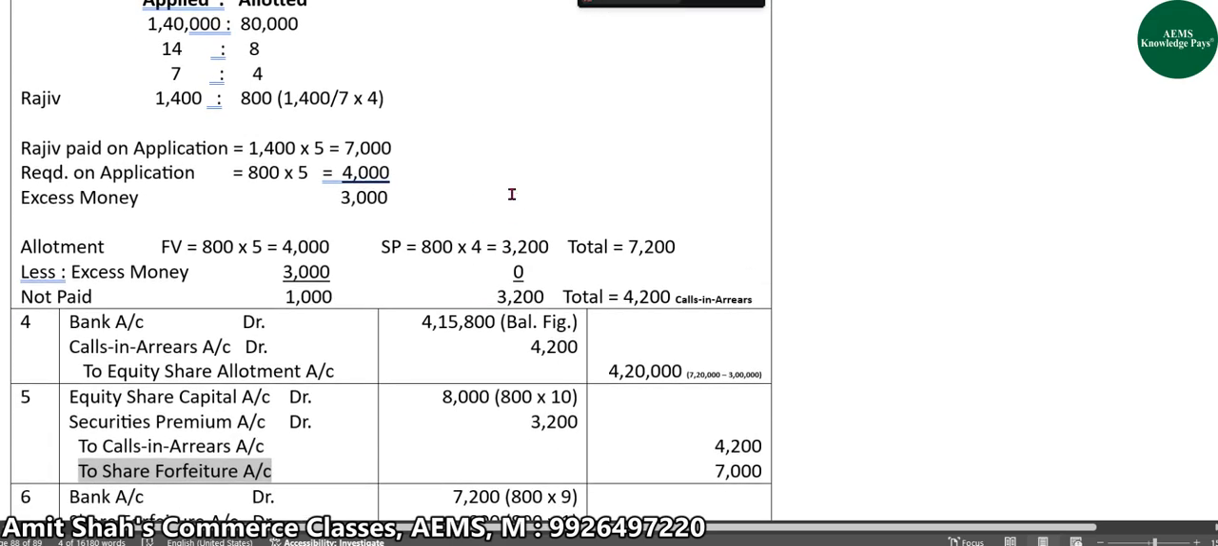Have you understood? Yes, sir. Suppose here excess amount is, let's say this amount is 8,000, but on application we require only 4,000. In that case, excess amount is how much? Okay, I make it 9. 9 minus 4, so excess amount is 5,000. But for face value of allotment, you require only 4,000. So out of this excess of 5,000, you will adjust 4,000 here, and remaining 1,000 you will adjust in premium.